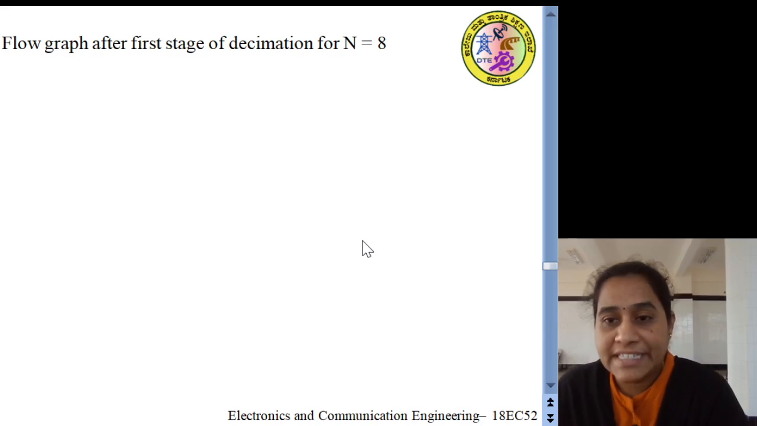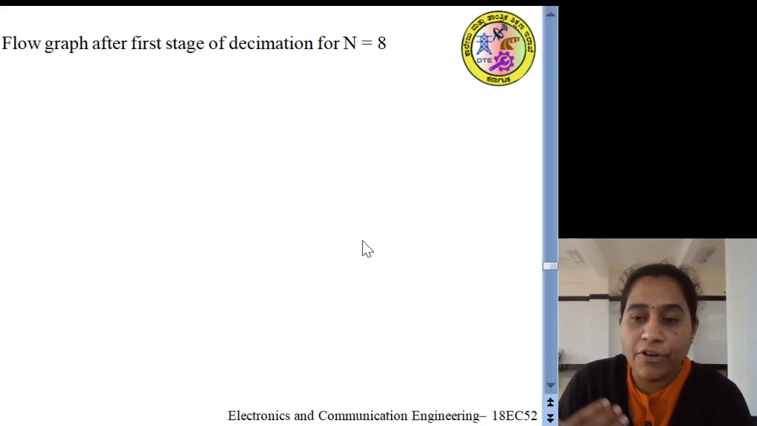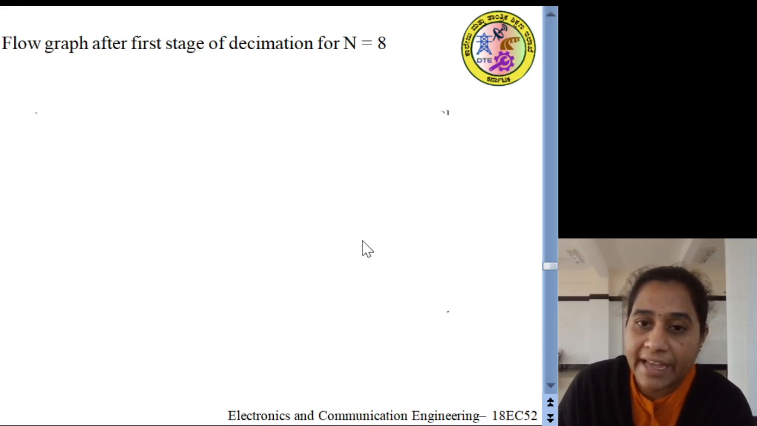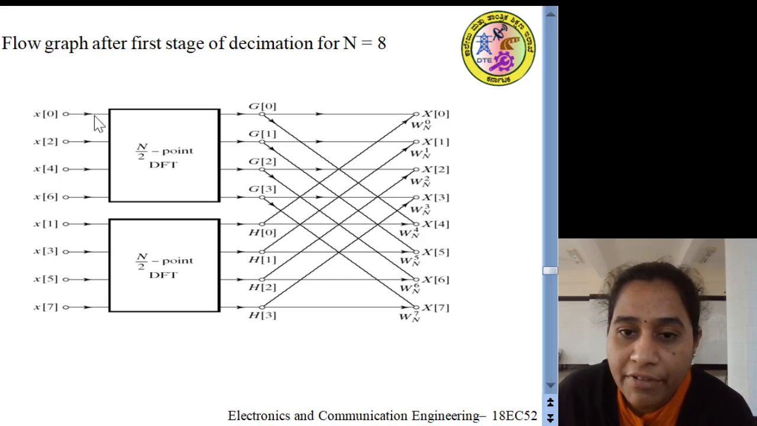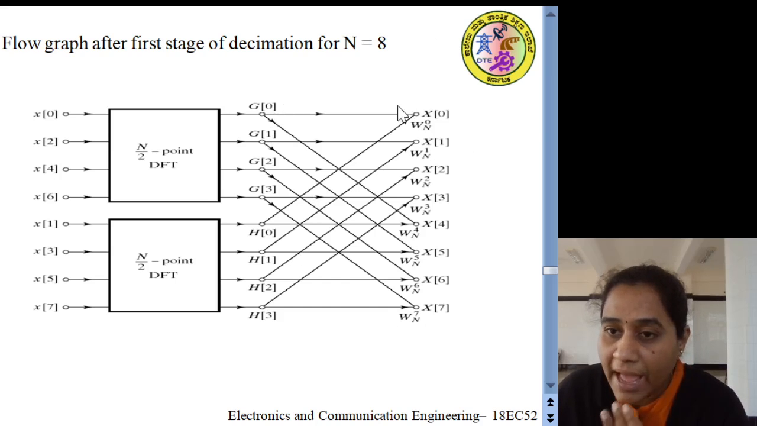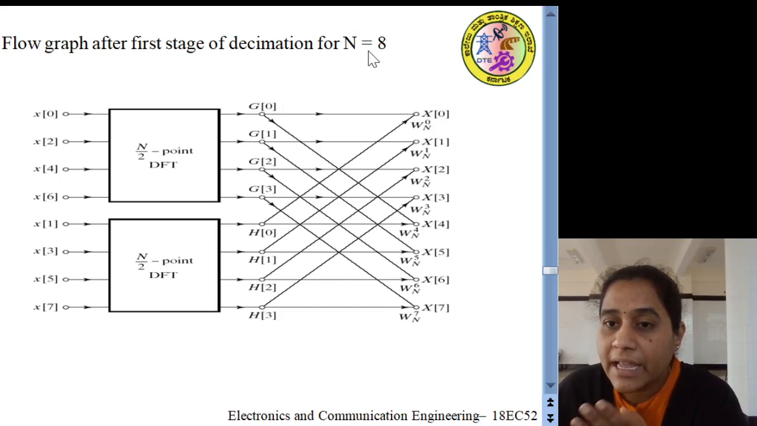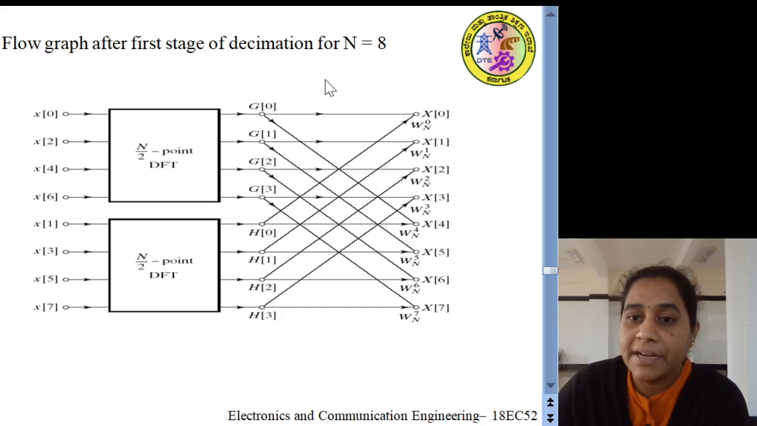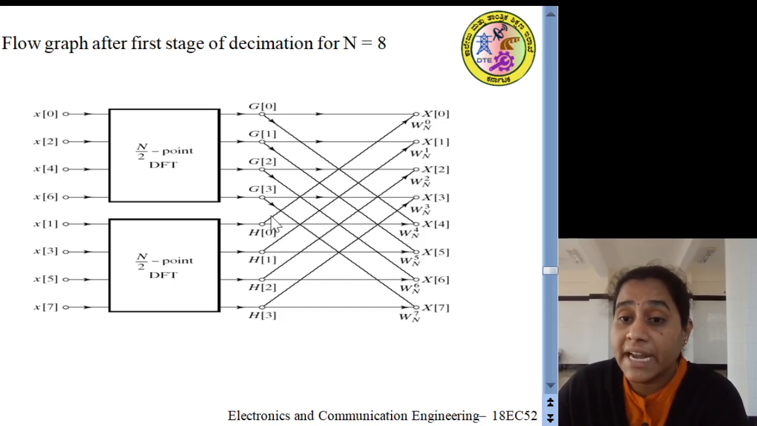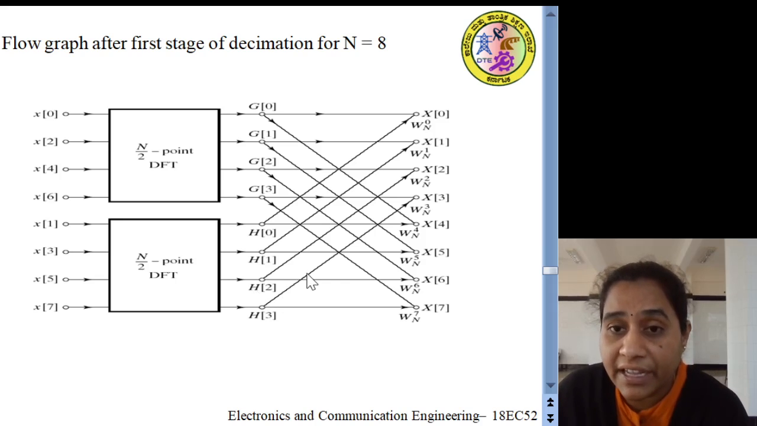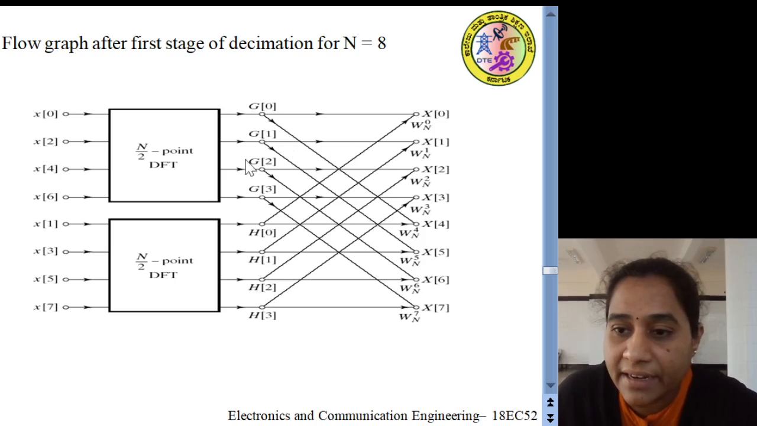So, after the first stage of decimation, we can write the flow graph for the value of n equal to 8, as we can observe here. We have considered the values from x of 0 to x of 7, which is decimated into 2. As we considered n equal to 8, this is decimated into n by 2, that is, two 4-point values, g and h. G is a 4-point DFT and h is again a 4-point DFT. So, we can observe here.